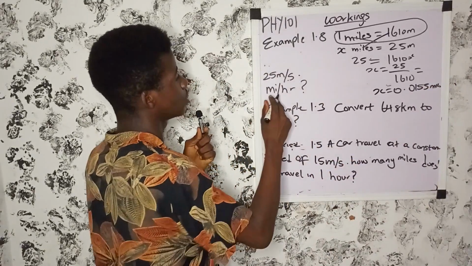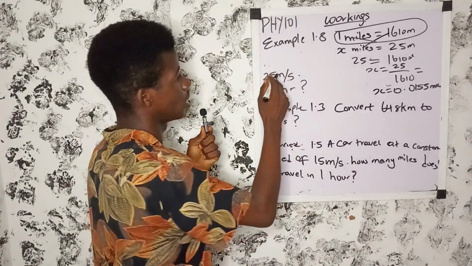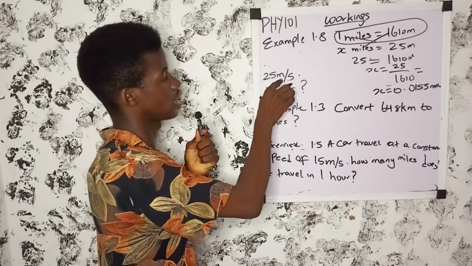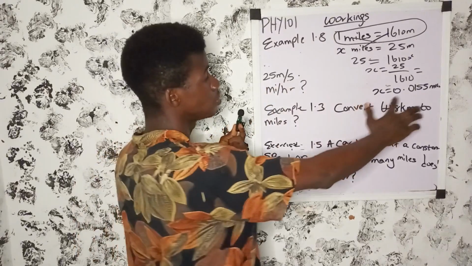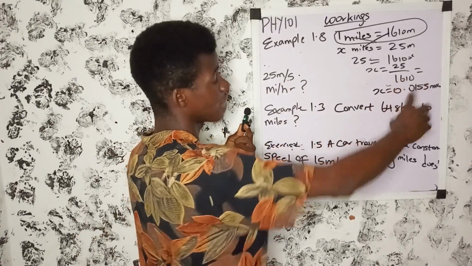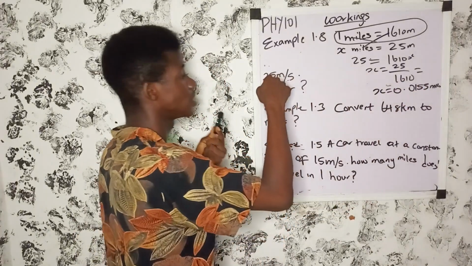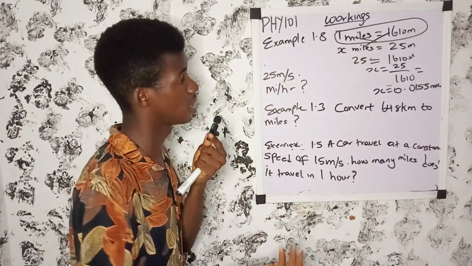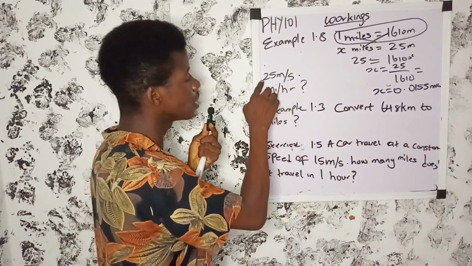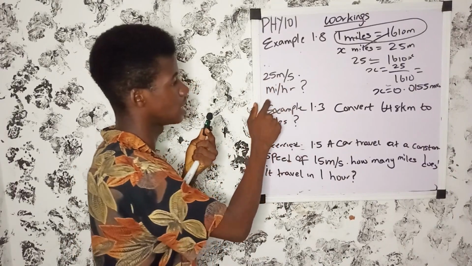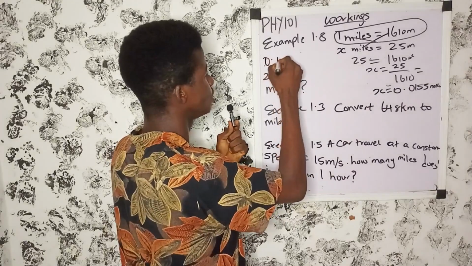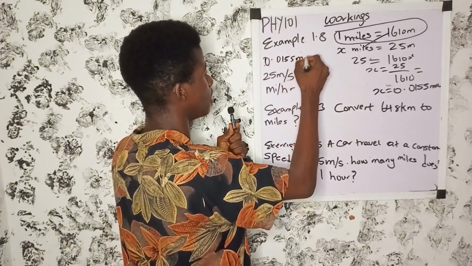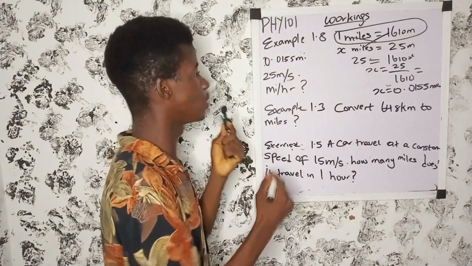So we have converted 25 meters to miles. There are 0.0155 miles in 25 meters. I don't know if you understand. So I've converted 25 meters to miles, and our answer is 0.0155 miles. Okay. Now what are we going to do next?